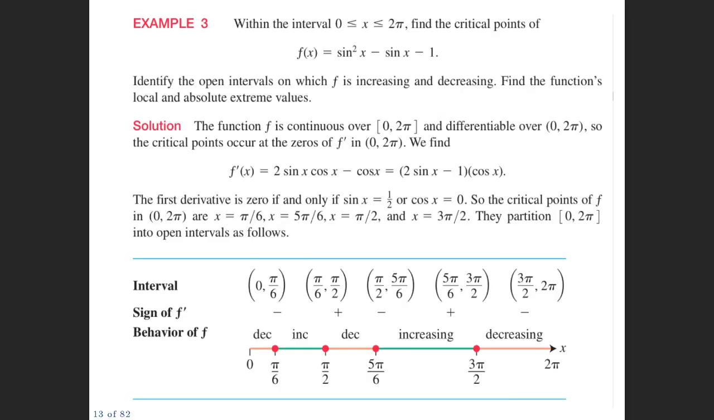Another example. We're looking at the closed interval from 0 to 2 pi, and we're asked to find the critical points of sine squared x minus sine x minus 1. And then we're asked to identify the open intervals on which f is increasing and decreasing, and then find the function's local and absolute extreme values.